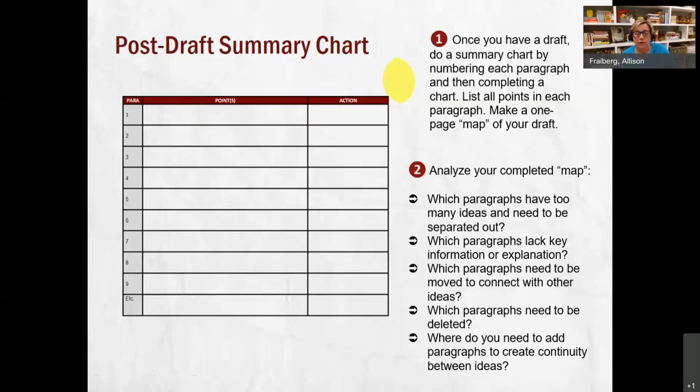But if you draw a map like this, a summary chart of your draft, you're much more likely to see things. Oh, wow, paragraph 3 and paragraph 7, they really speak to each other. They need to be closer together. Wow, what's paragraph 6 doing there? I have no idea. So even if that paragraph 6 helped you to get to page 10, it doesn't belong there. And you can see it when you have a map.